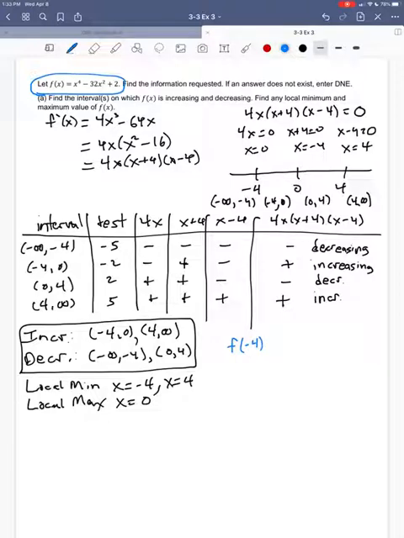So I'm going to plug that into the function, my original function up here in blue, right? So when I do that, I get negative 4 to the 4th minus 32 times negative 4 squared, and then plus 2. I'll leave it to you to evaluate that. If we do, we get negative 254. Then I look maybe at f of positive 4.